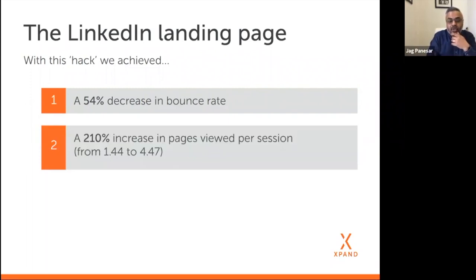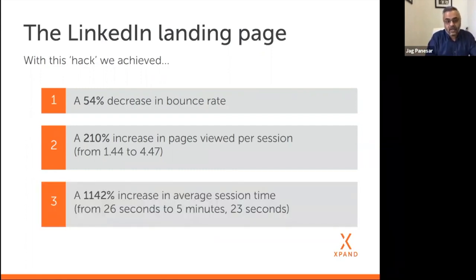We saw a 210% increase in pages viewed per session, from 1.44 to 4.47. Obviously, how do you view 1.44 pages? How do you view half a page? This is from Google Analytics, which gives you an overall average measurement. So we saw quite an increase in the number of pages viewed. And then finally, we saw a 1,142% increase in average session time.